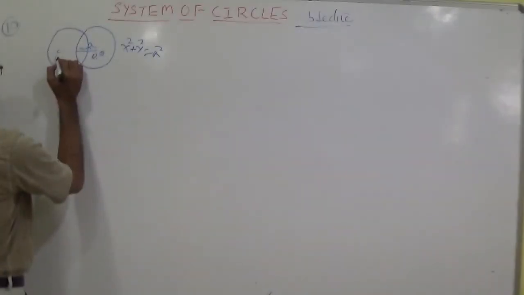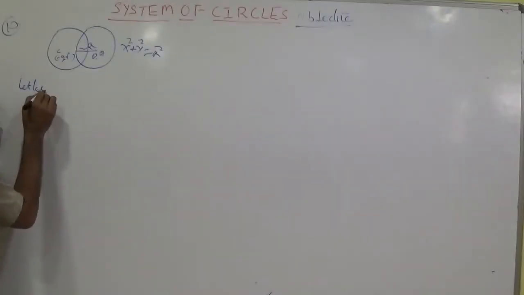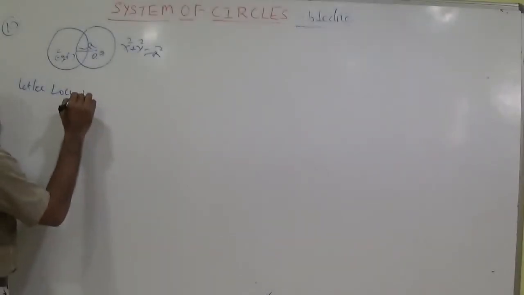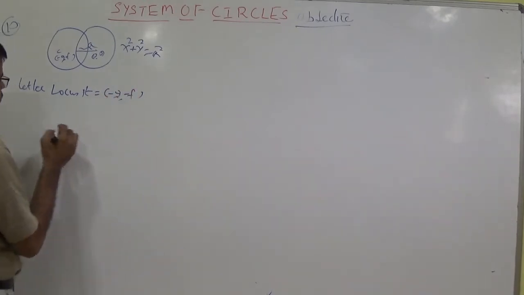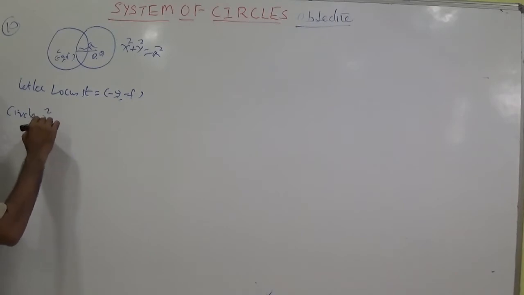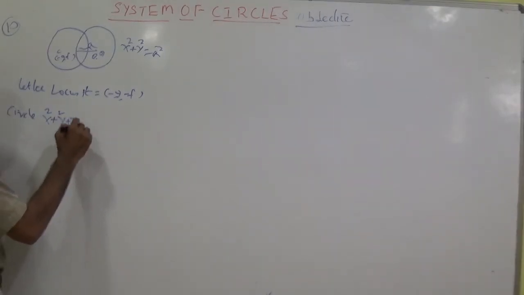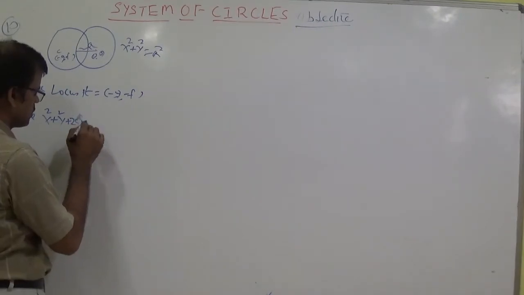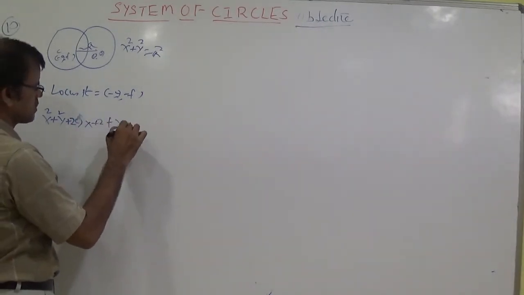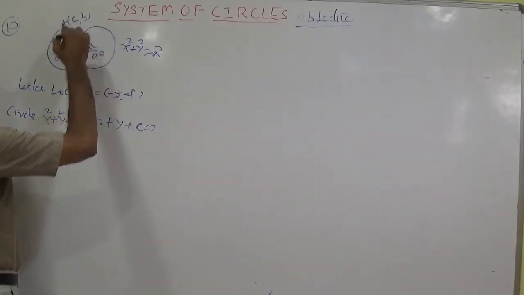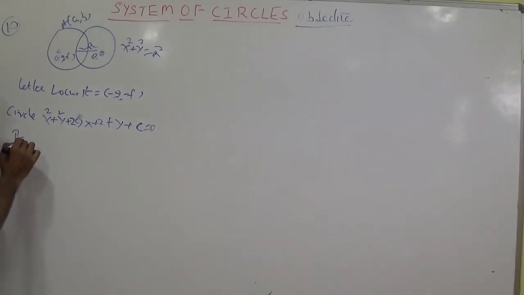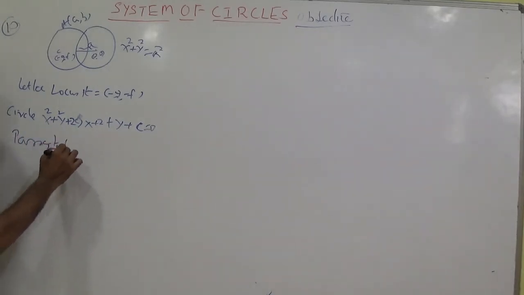So let us take the center here in general notation as (minus g, minus f). Let the locus point be the center, which is (minus g, minus f). So I am writing the circle as x square plus y square plus 2gx plus 2fy plus c equal to 0. This circle is passing through the point (a, b).